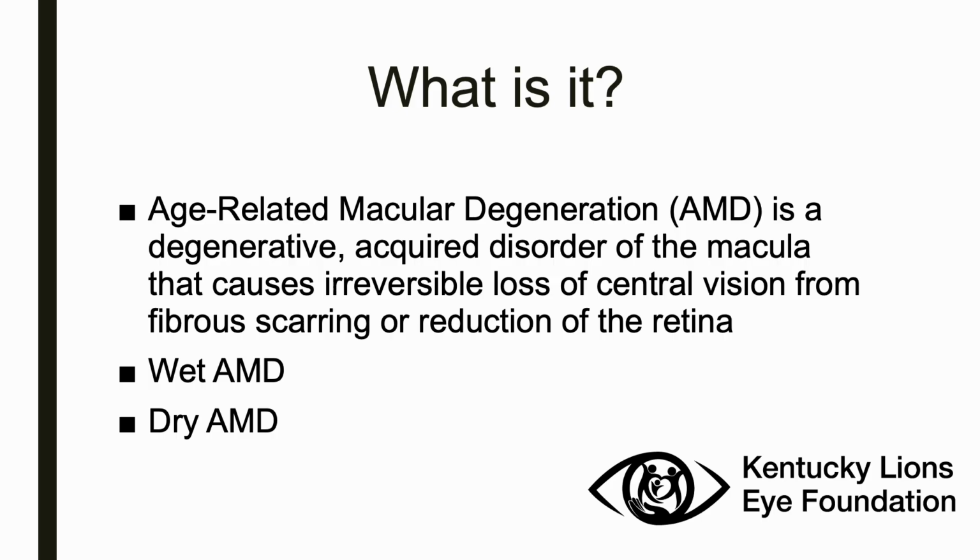Now, for dry AMD, this is also known as non-exudative or atrophic AMD. This is a gradual breakdown resulting in the macula becoming thinner, the retinal pigment epithelium, and the accumulation of drusen, which we will note later on. It's also important to note for this condition that you can have drusen but not have AMD.